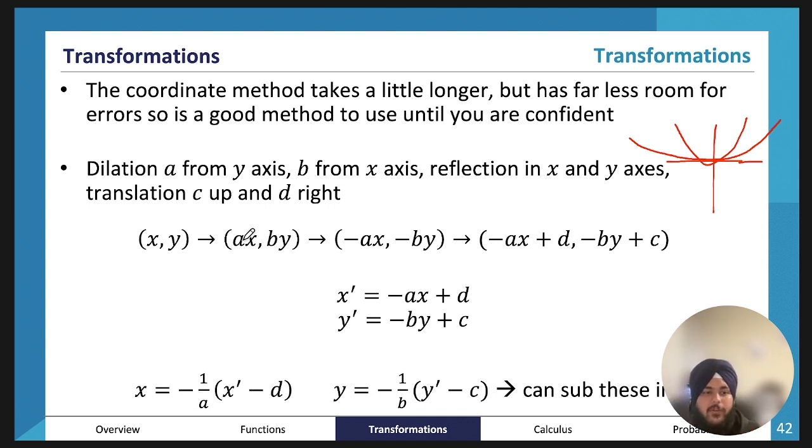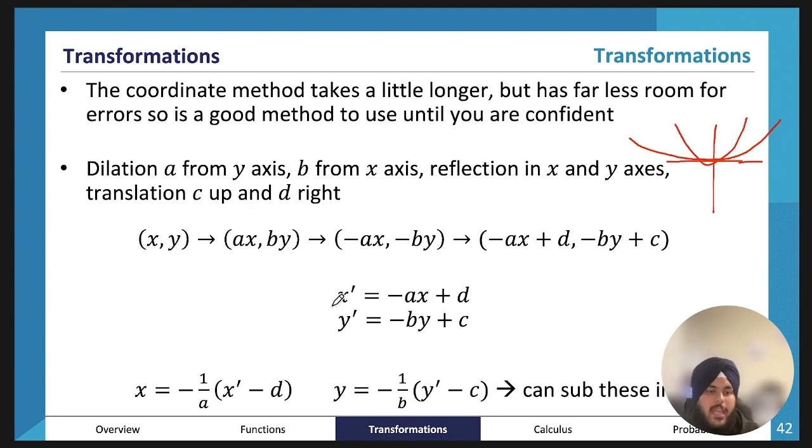Next, if we have reflection, same thing here. If it's in the x, then we put it in the y. If it's in the y, we put it in the x. And then we finally do the translation. So c units up: up is changing the y values, so therefore we put it as plus c at the end. And d to the right, so therefore we do plus d.